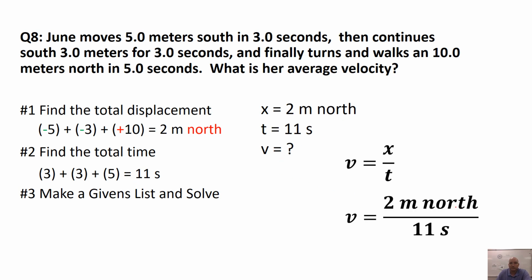and then we go and make our givens list, and then we solve for it. So you get 0.18, and anytime you have a point, put a 0 in front of it. It's easier to see the decimal place. 0.18 meters per second north.